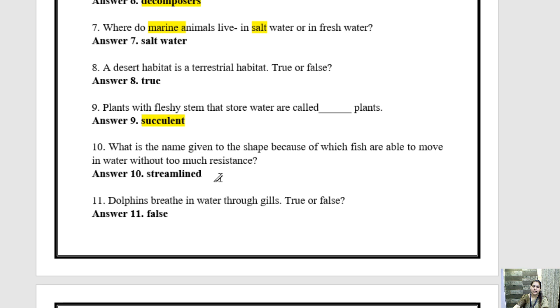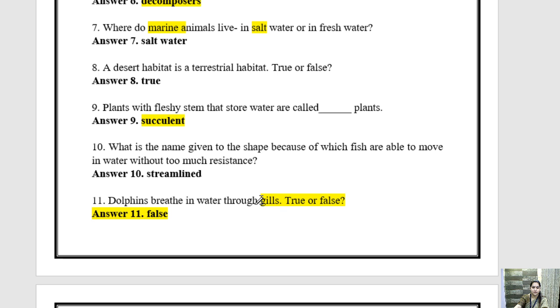Now 11th, dolphins breathe in water through gills. True or false? No, dolphins and whales do not breathe in water through gills. Rather they breathe with the help of blowholes. Yes. So the answer is false.